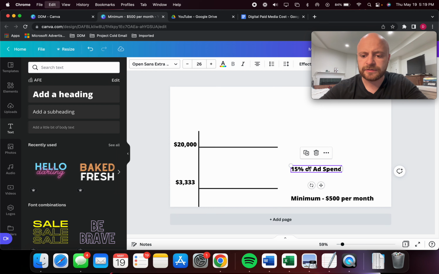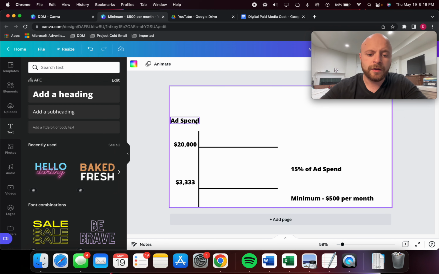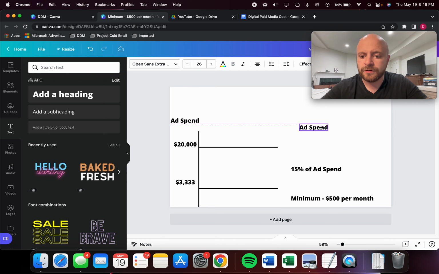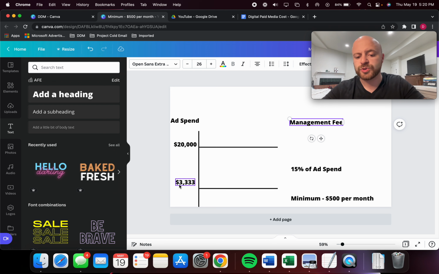Okay, I'm going to say this is ad spend, and then this is management fee, the paid fee to manage the account. All right, cool. So you have a minimum of $500 per month up to a $3,300 ad spend. Then you have 15% of ad spend up to $20,000.